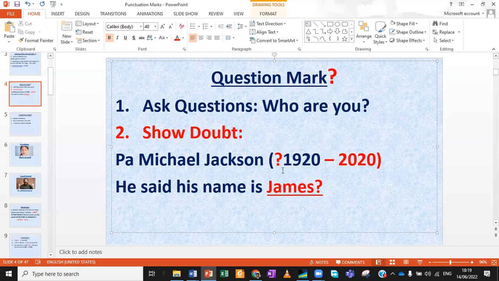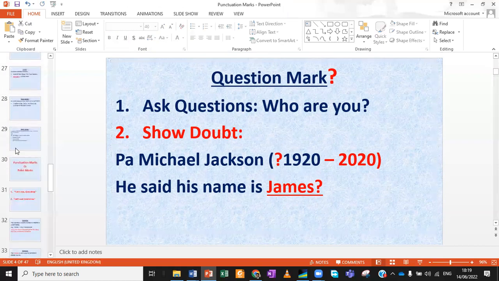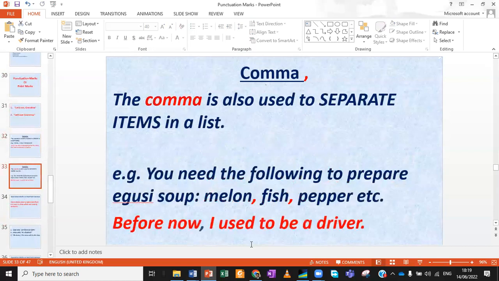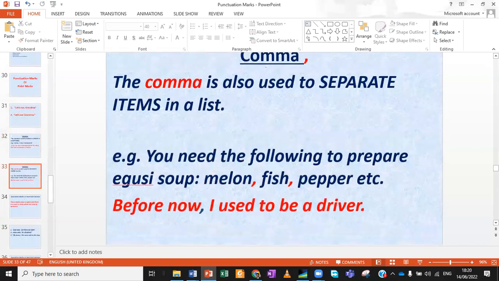Remember comma, you use commas to pause. Lucy, the most beautiful girl in the class, has won an award. You pause with comma. You can also use commas to separate items in a list. Remember we did this.